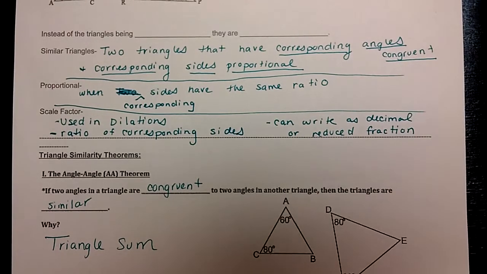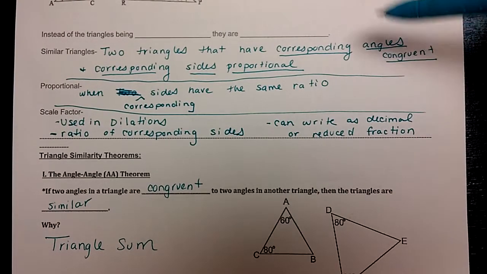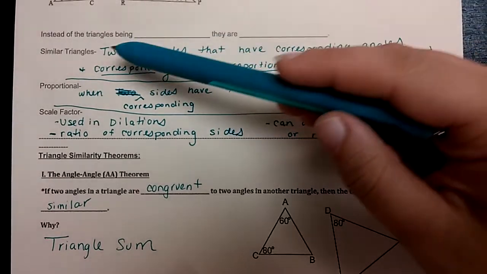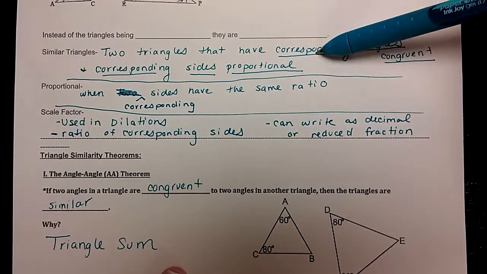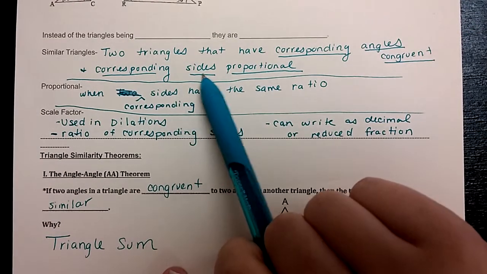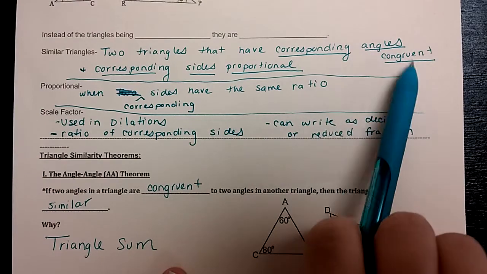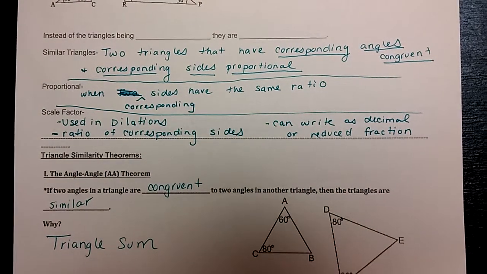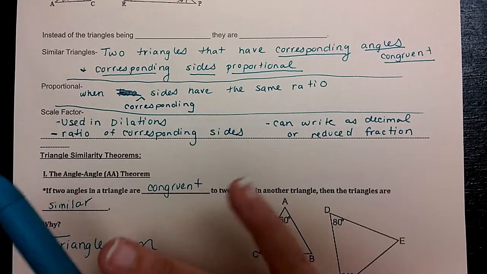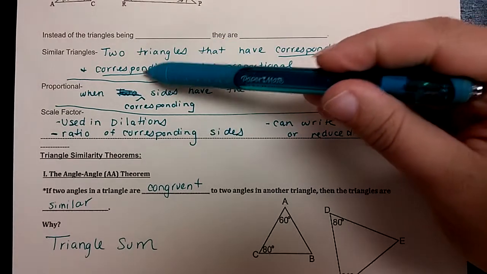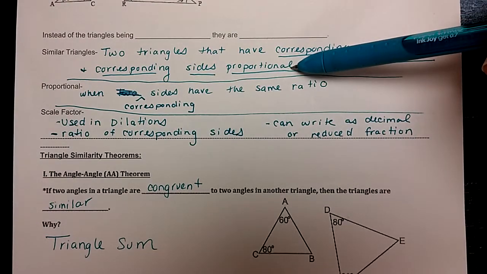In this video, we're going to talk about similar triangles. So first, let's figure out what are similar triangles. They're triangles that have corresponding angles congruent and corresponding sides proportional. And I underlined the key words because those words are very important when you're trying to explain to me why two triangles are similar. So corresponding angles are congruent and corresponding sides are proportional.